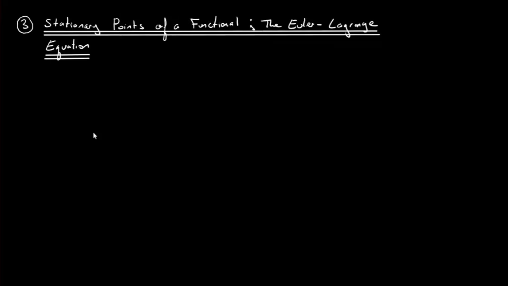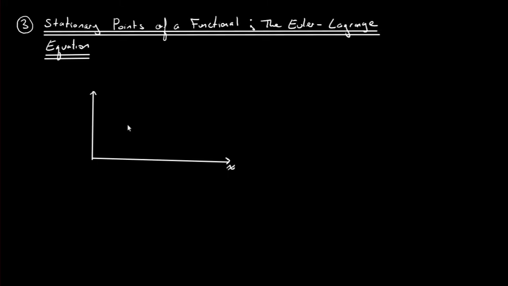So now is the time that we get to use all of the tools we've been developing so far to solve interesting problems involving variation of functions on which a functional depends. So really, we're looking for stationary points of a functional. And just to remind you, a functional is defined as follows, or the kinds of functionals that we're interested in are defined as follows.